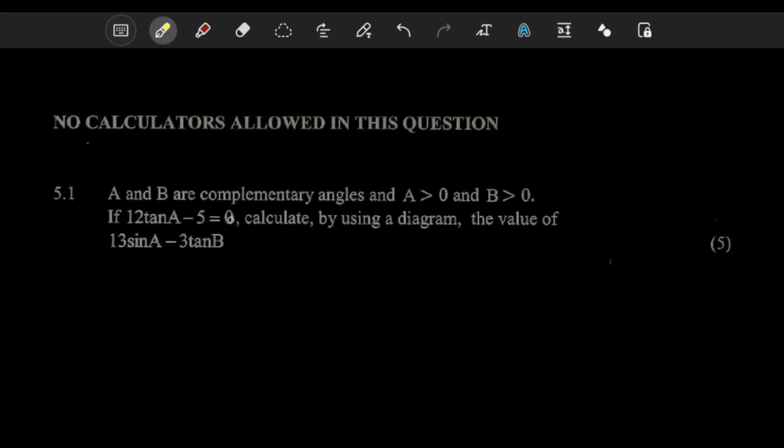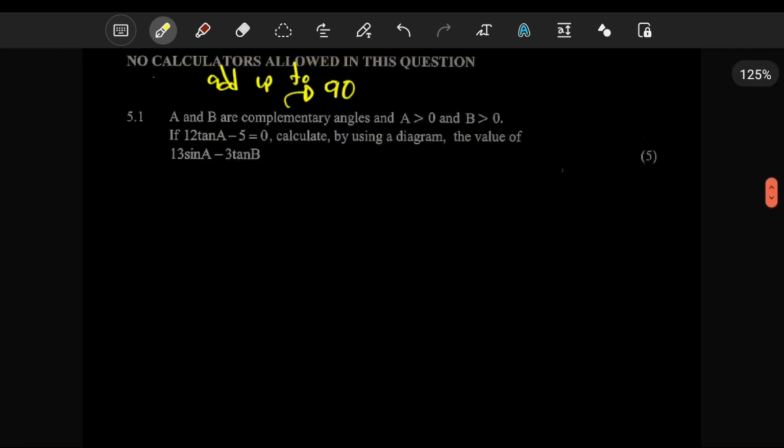It says here A and B are complementary. So you need to know these words. You see, complementary means that they add up to 90. And then it says the complementary angles, and A is bigger than 0, and B is also bigger than 0. So they're both positive numbers. And then they say here, if this is equal to 0, calculate by using a diagram the value of this expression. So questions like these are quite common, because 12 sin 10A minus 5 equals 0.